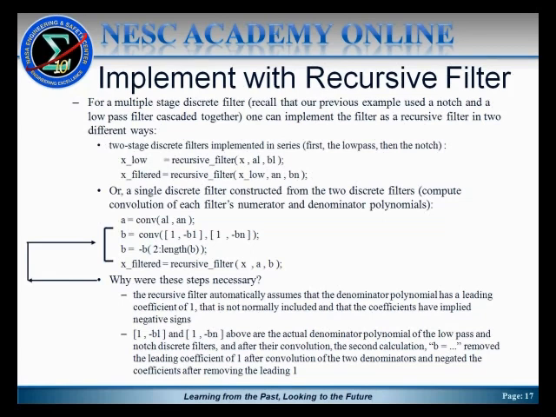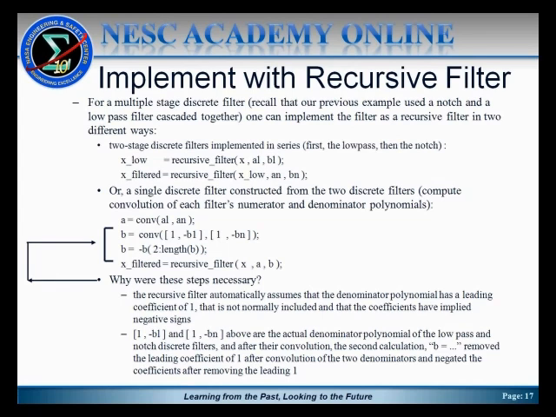So after completing those two steps, x_filtered is the same signal as what we presented in the previous example that was created by performing the convolution of x, the original signal to be filtered, with the impulse response function of that combined notch low-pass filter.